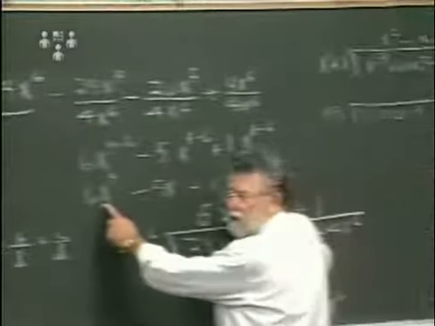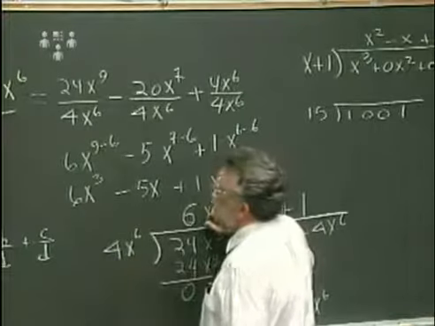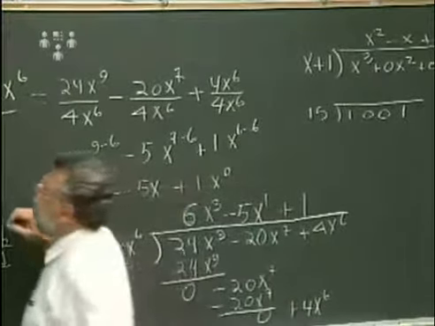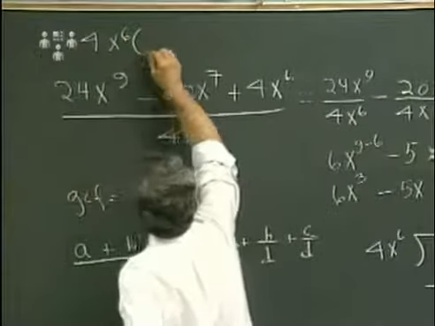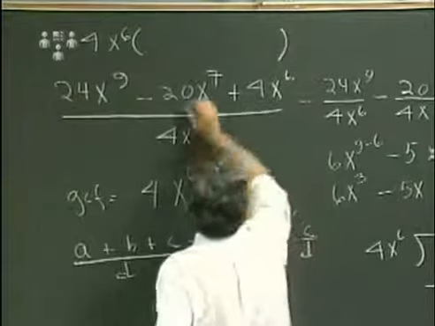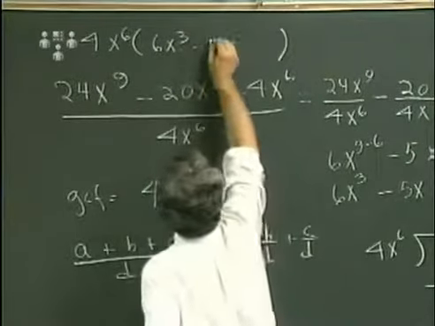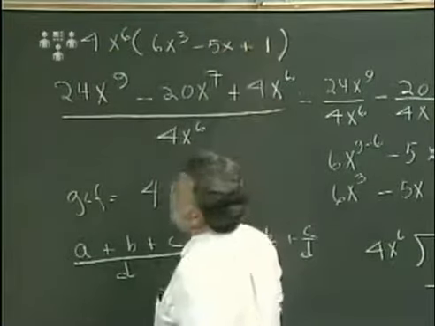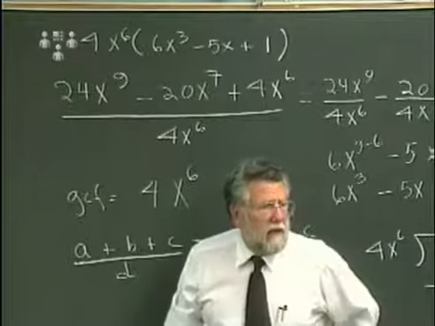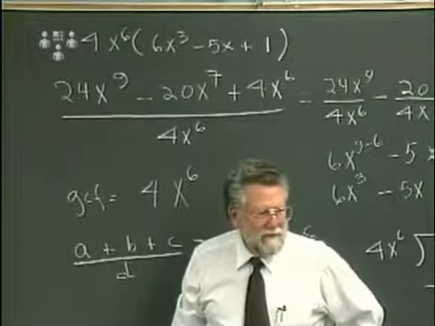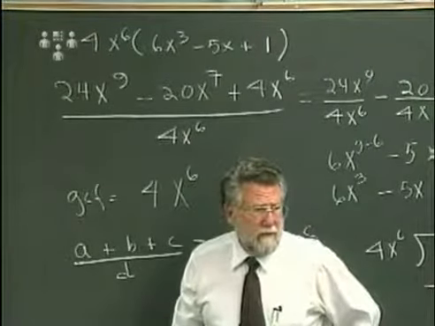I would have what? This trinomial. So I can rewrite this entire problem and say, as we slide back, that if I factor out the 4x to the 6th, I have what's left, which we found was 6x to the 3rd minus 5x plus 1. And so we have factored that original trinomial by factoring out the GCF. And that's something we'd like to do. Okay?